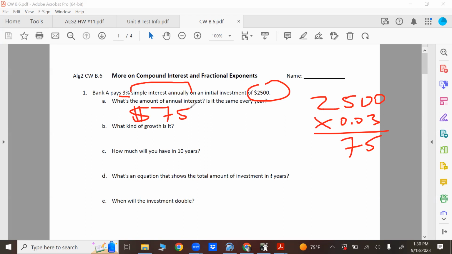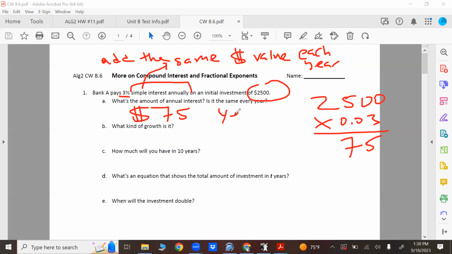So what's the annual interest? It'll be $75. And because it's simple, it's the same dollar value. You add the same dollar value each year. So will it be the same every year? Yes. So the kind of growth, to what Grace said, is linear. It will be linear. So that means it'll be y equals mx plus b.